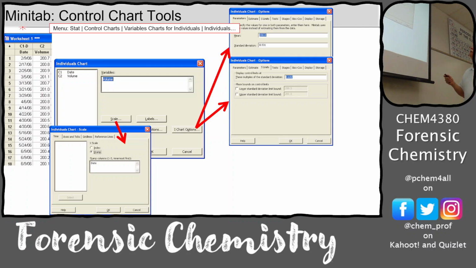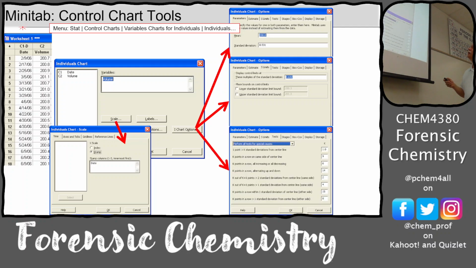Under more options, you have this. You want to display the control limits. This has 0.632 multiples of the standard deviation. I do plus or minus 2. This was just the default for some reason. And then this is the other option on these tabs.